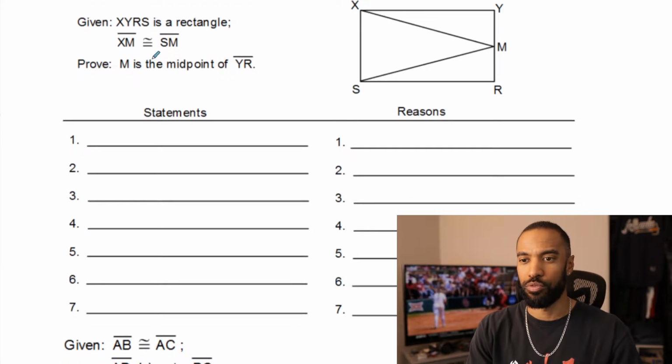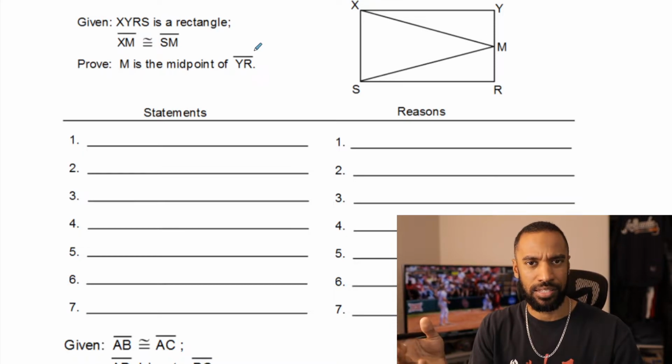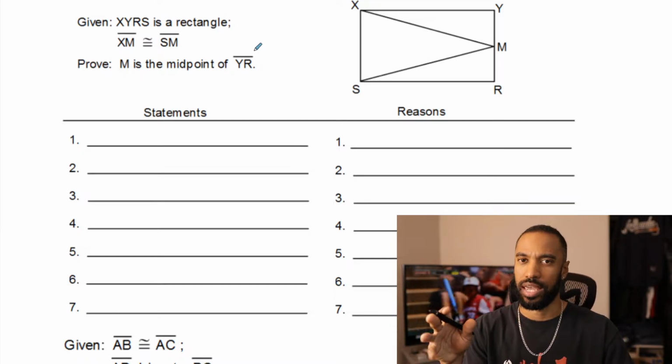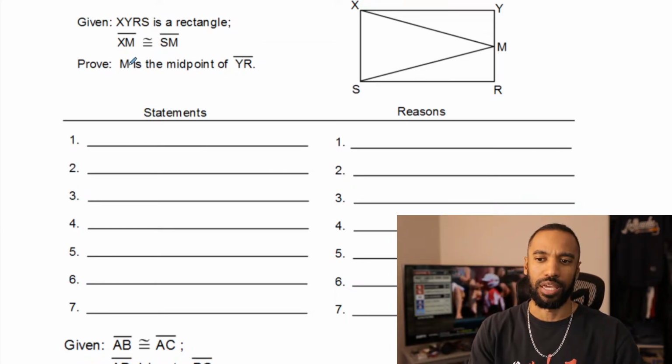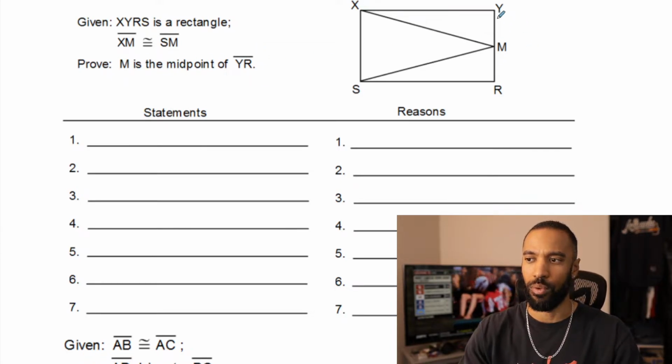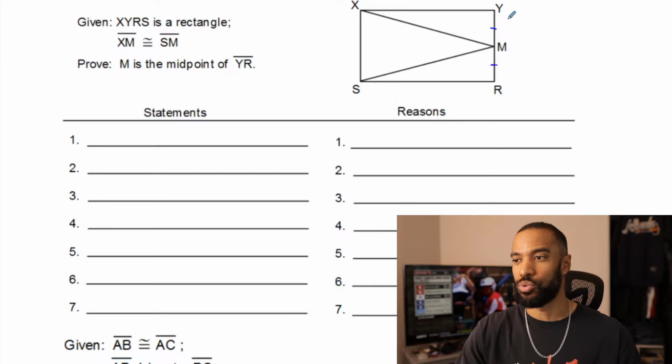Part of the things with proofs is you need to know your end goal, and I sometimes tell my students, think of it like a maze. You want to try and say, how are you getting to that end? Maybe even work backwards from the end. For example, if you're going to prove M is the midpoint of YR, you're going to have to somehow prove that MR is congruent to MY. And in order to do that, you probably need to prove 2 triangles are congruent.